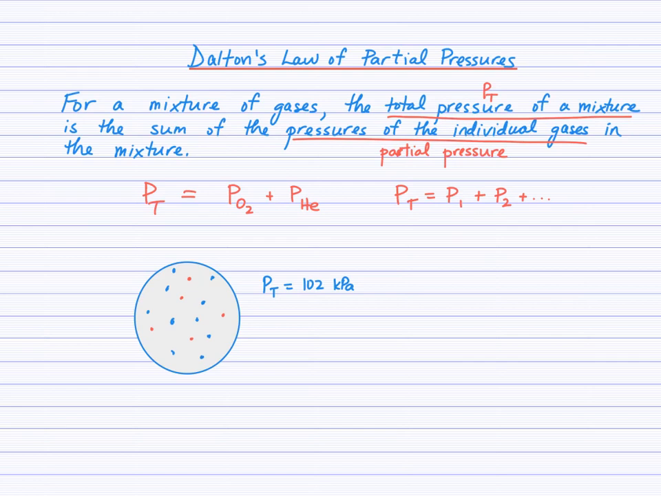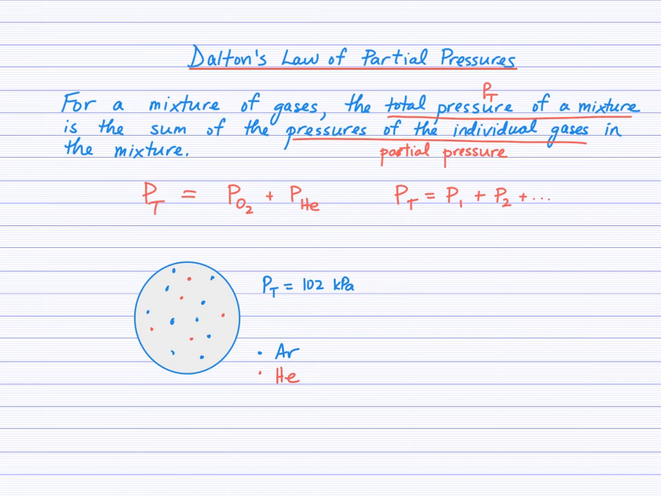So here's a mixture of two gases. We have the blue gas and the red gas. So let's say that the blue gas is argon and the red gas is helium. The total pressure of the mixture is 102 kilopascals. So we know that from Dalton's law that the total pressure is equal to the sum of those individual pressures. True. Now, what other information do we have here?